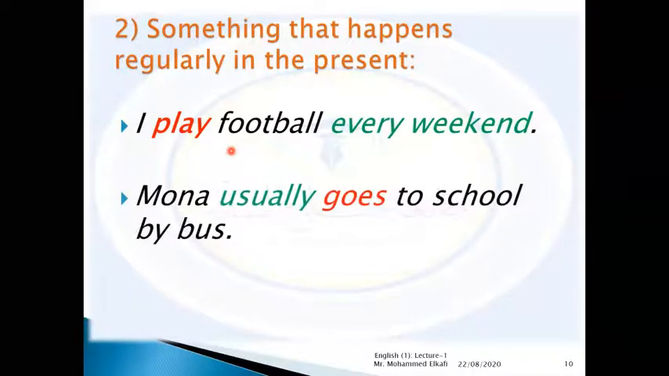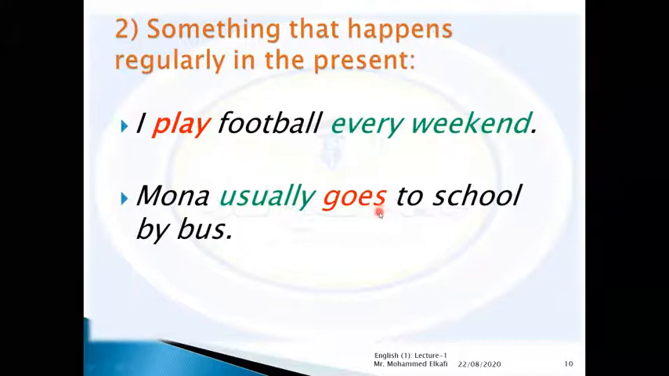Another example: Muna usually goes to school by bus. Here we have the form "Muna usually goes to school by bus." Because it's the present simple, we use the rule of s, and here we use es. Why? Because the verb go ends in o, and after o we should add es in the present simple form. So why did we select s or es here? Because Muna is she.